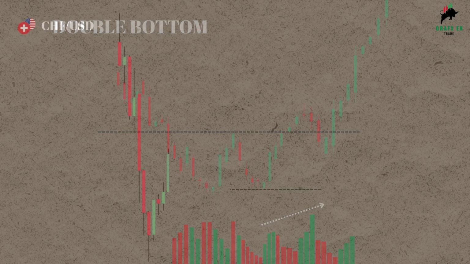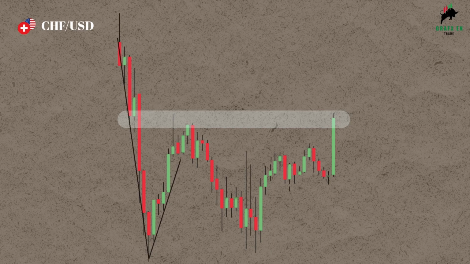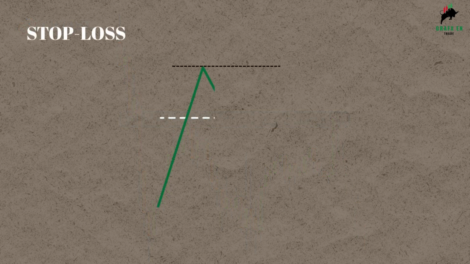Double bottoms are considered reliable reversal patterns because large players often enter the market here. But remember, false patterns always exist. In low volume markets or short-term charts, a double bottom may appear, only for price to drop again. Always use a stop loss and look for extra confirmation.